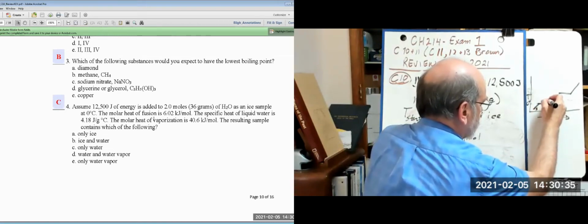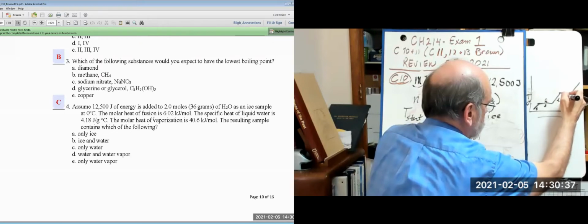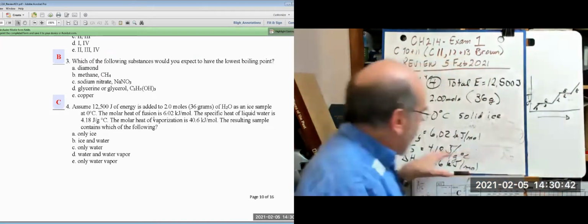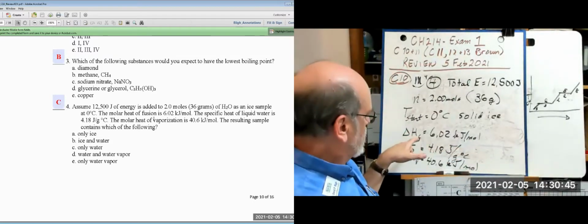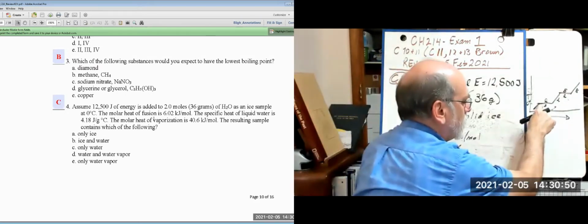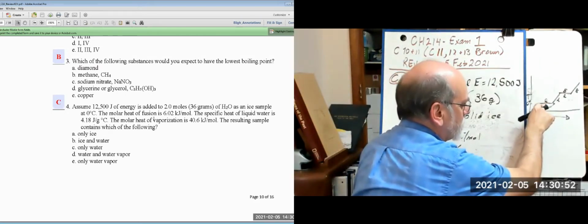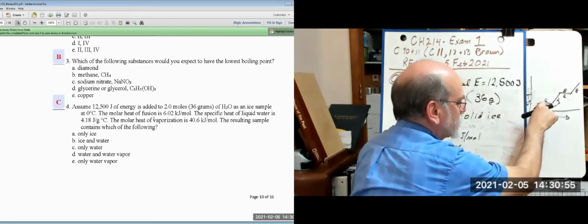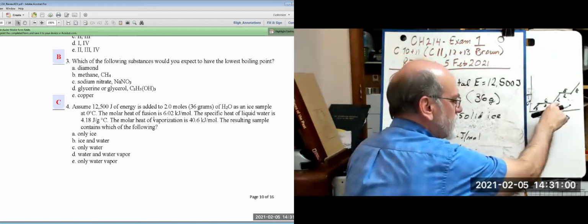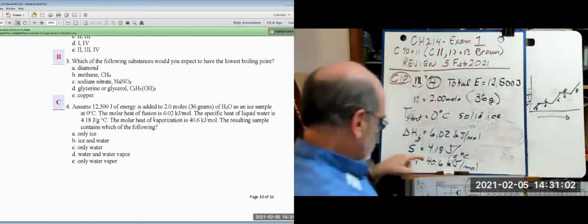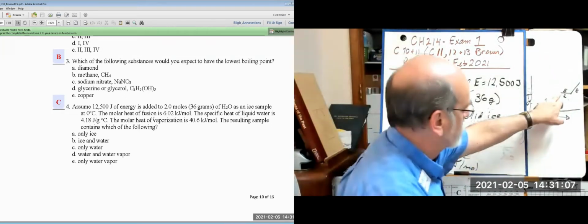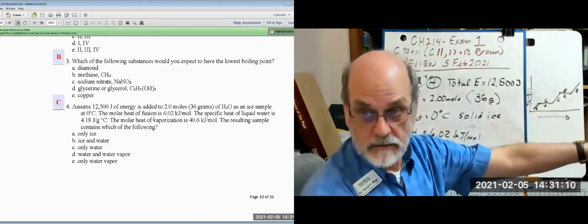This is going to be solid and liquid. This is going to be liquid. This is going to be liquid and gas. This is going to be gas. So these values are given in such a way that heat of fusion is converting right here solid ice to liquid. This one's going to be heating the liquid, right? Specific heat. And this one's going to be converting liquid to gas.